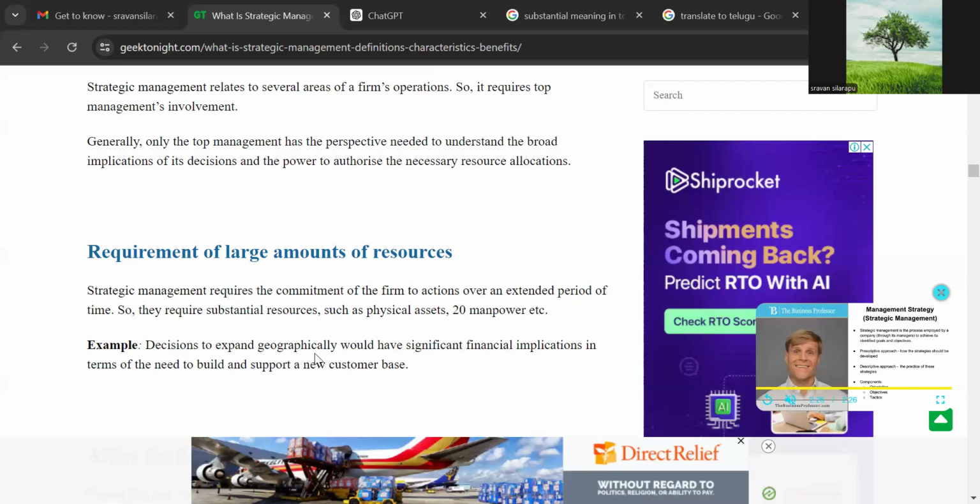Decisions to expand geographically have significant financial implications in terms of the need to build the support of new customers. So the firm enters new markets, attracts customers to our business, and builds up the customer base of the organization.